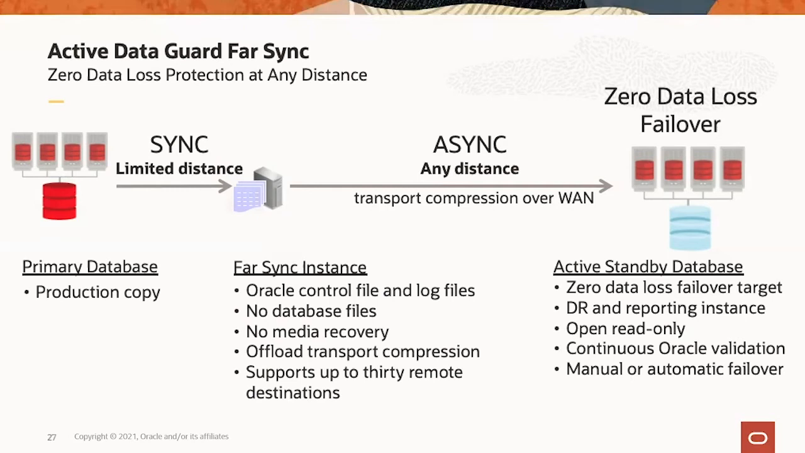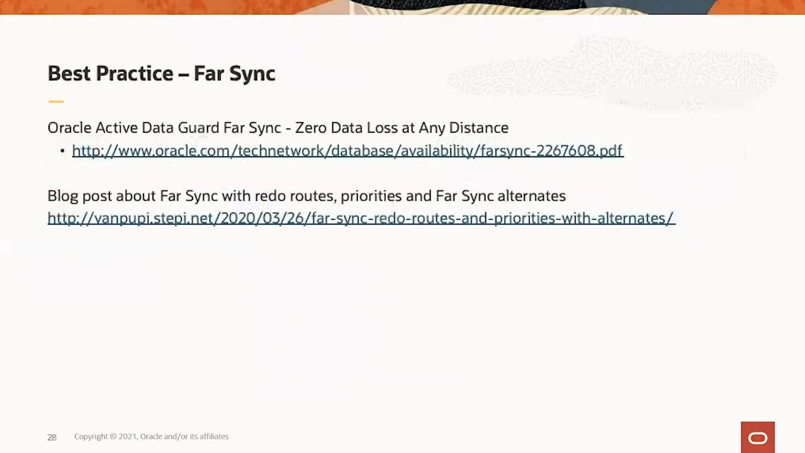It's very useful. So I have also included some good white papers here about zero data loss at any distance. And also I have included the blog post, which is telling you about redo routes, priorities, and even some alternates, because what happens when the FARSync fails? You can specify an alternate FARSync. So that includes that you are going to make sure that also your FARSync instance is protected with an alternate FARSync instance.